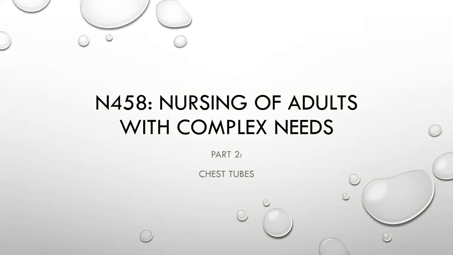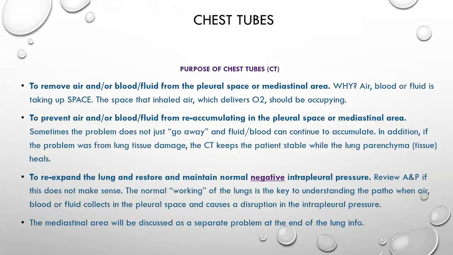So now we're really going to get into what you have to know for testing purposes, because this is what you're going to be tested on. The A&P was really to help your understanding. So what is the purpose of a chest tube? Well, if there's air, blood, or fluid in that pleural space, or even in the mediastinal area, we need to get it out, because if the air, blood, or fluid is taking up the space, that means the lung is either partially collapsed or completely collapsed, and that means that the lung cannot inflate and collect O2 or use the O2 that should be in there. So that's the reason why it is a critical situation.